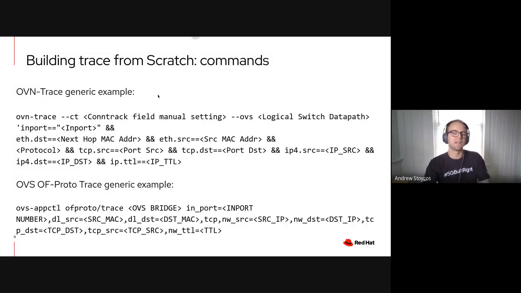I also provide here some generic examples. Normally what I do to build these traces is I have a text file open with a generic example. And as I find the data I need around OVN and OVS, I copy and paste what I need into there.